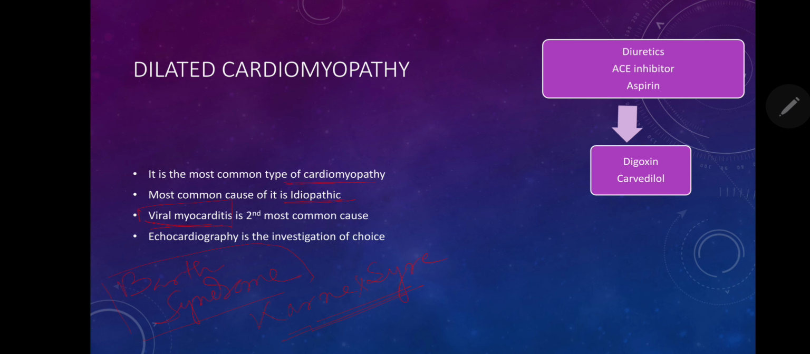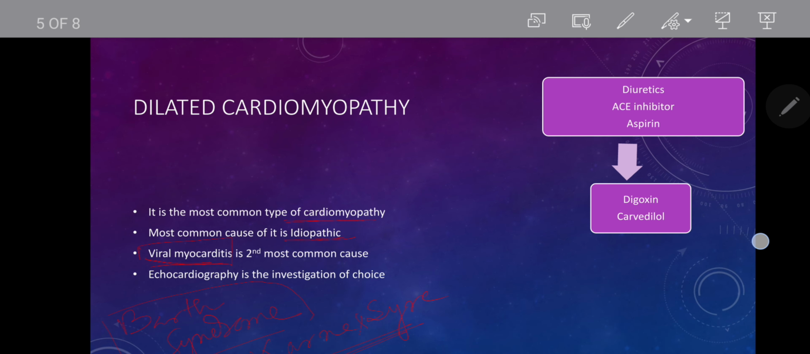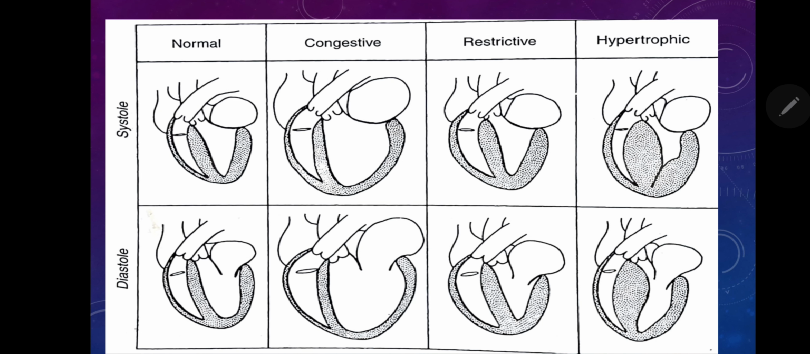Now, what is the basic pathophysiology of dilated cardiomyopathy? That means, what happens in dilated cardiomyopathy? In this picture we see normal systole. The blood comes from the body to the right atrium. This is the right, this is the left. From the right atrium it goes to the right ventricle and then to the lung, and from there it comes to the left atrium, then the left ventricle. During systole, there is contraction of the right and left ventricles, and due to the contraction the blood goes to the aorta from the left ventricle and to the pulmonary artery from the right ventricle.